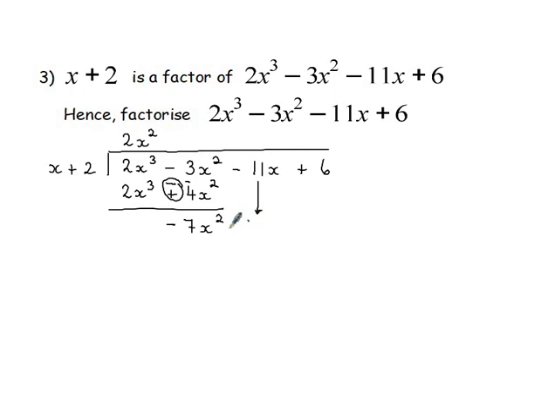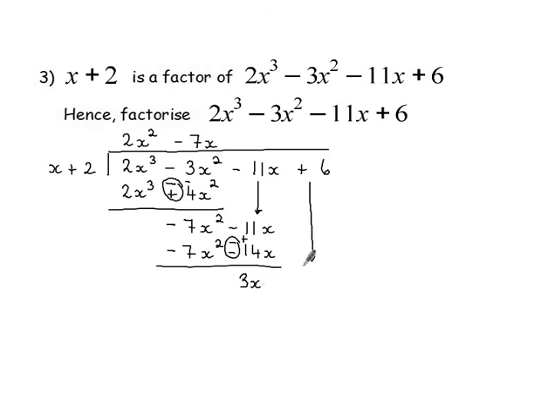Drag your minus 11x down, ready, and start again. So divide by the x, so minus 7x squared divided by x gives you minus 7x. Times out, minus 7x times x is minus 7x squared. Minus 7x times 2 is minus 14x. And subtract. So minus 7x squared, take away minus 7x squared is 0. Minus 11x, take away minus 14x. So remember, this changes to a plus. So minus 11x plus 14x gives you 3x.